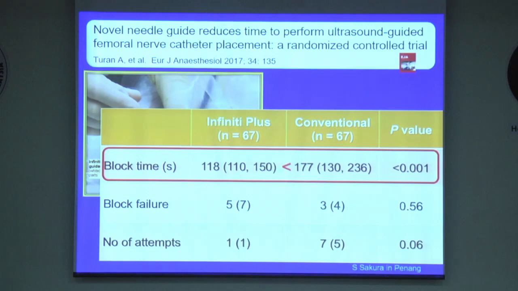You have to keep in mind that once the needle is inserted, the transducer is fixed in position, so the guides do not allow you to freely move the transducer or needle to optimize local anesthetic spread.